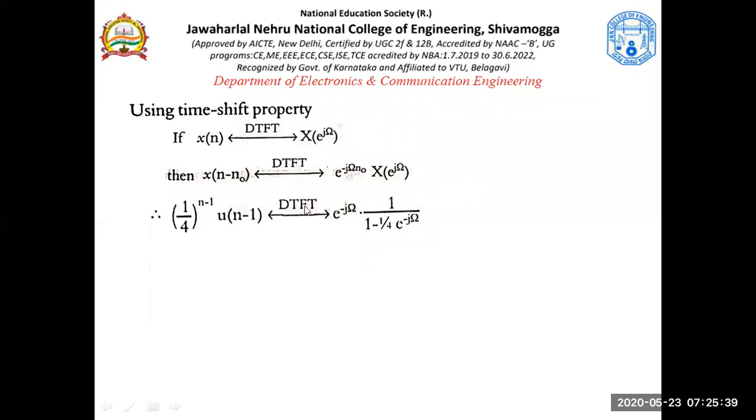Now, since there is a shift, there is an exponential attached in frequency domain. So if there is a shift in time, the exponential is attached in frequency domain. If there is a shift in the frequency, what? Since this is there, they have combined these two and arrived at a simplified form of this.